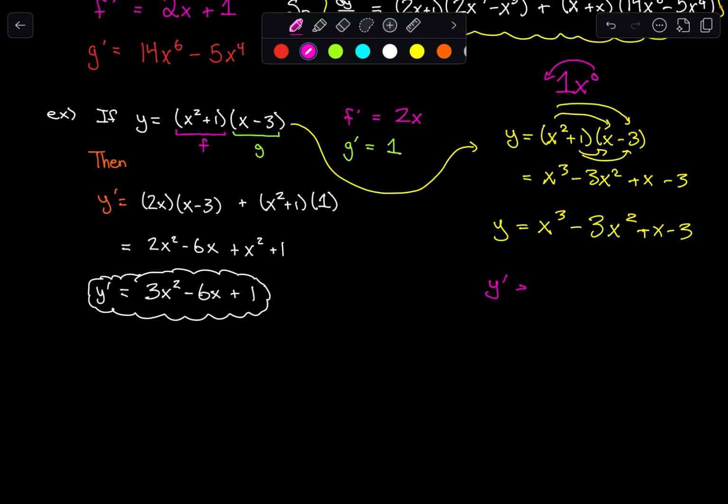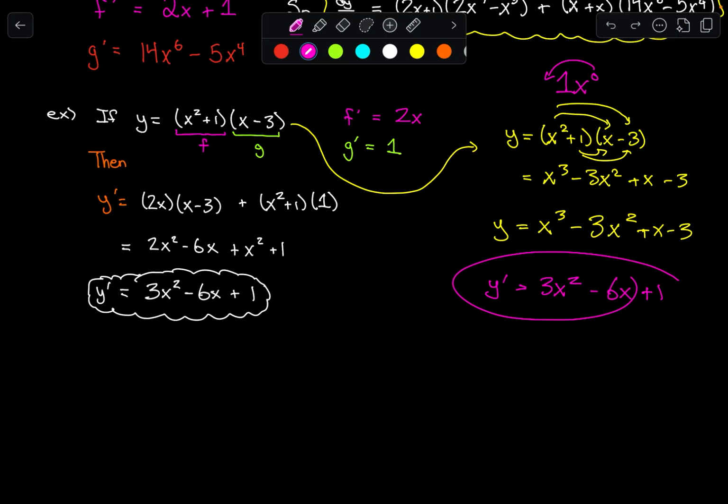And we'll see that the derivative of x cubed is indeed 3x squared. The derivative of minus 3x squared is going to be, we're going to get a minus 6x. And the derivative of our last term, the plus x, is going to be a plus 1. And the derivative of the minus 3 bit, again, goes to 0. And you'll notice that these match perfectly. Okay, so this is just an example to show you that, yes, indeed, the product rule works, just like we intended, and life is all good.